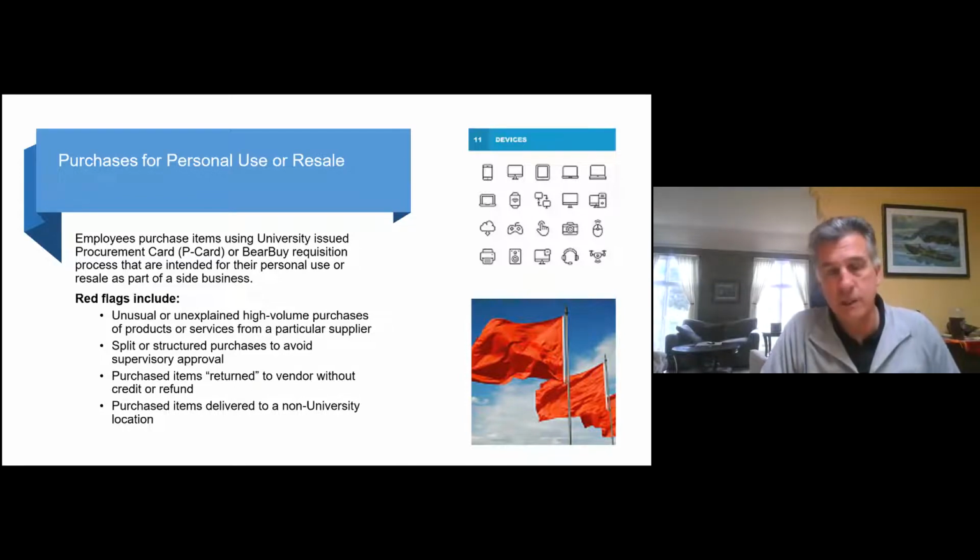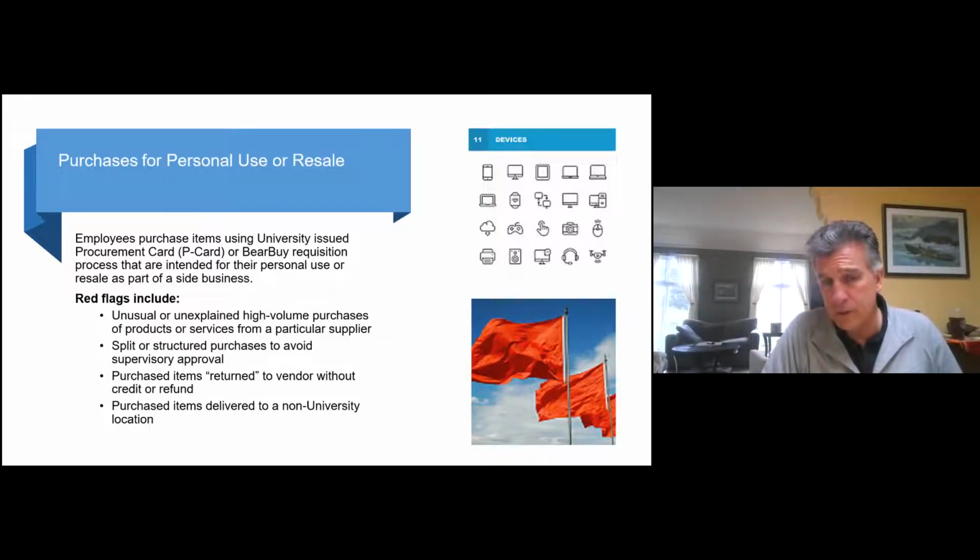And the last thing we want to touch on within this area is the purchase of personal use or resale. This is where an employee purchases items using a university issued procurement card or P-card or BearBuy requisition process that are intended for personal use or resale as part of their side business.